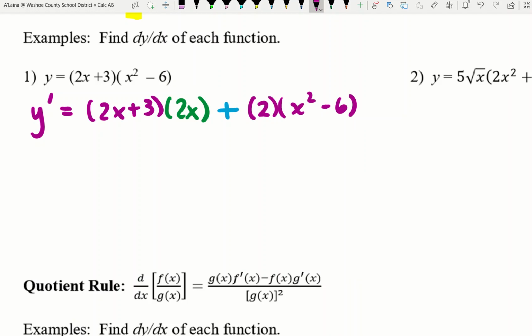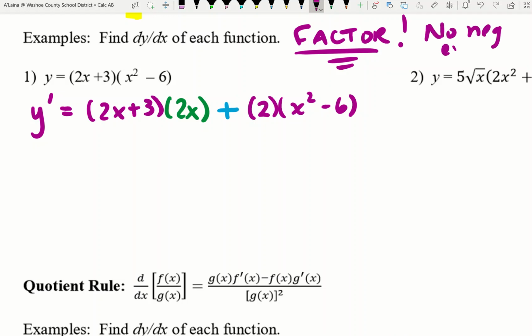I have now done the calculus. However, I'm not quite done simplifying this. What I want to do to simplify this is make sure that this is in factored form. So we are going to factor out all of our answers and make sure that they are as factored as they can be. We also want to say that we have no negative exponents in our answers. And that's how you're going to know that you are done simplifying.